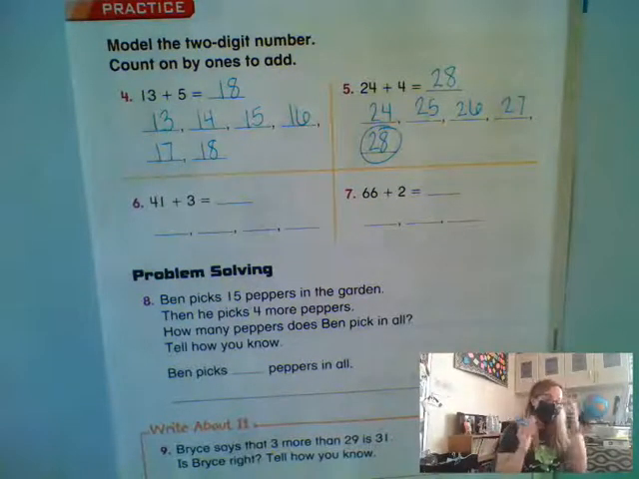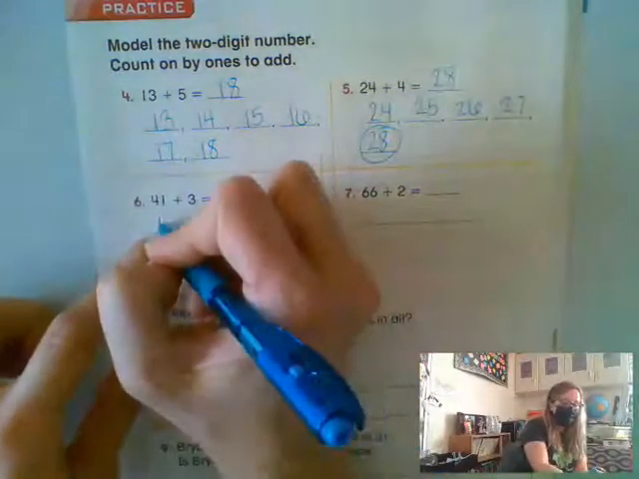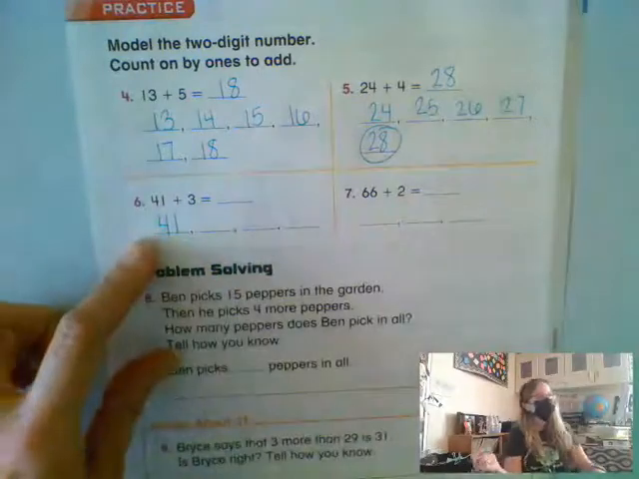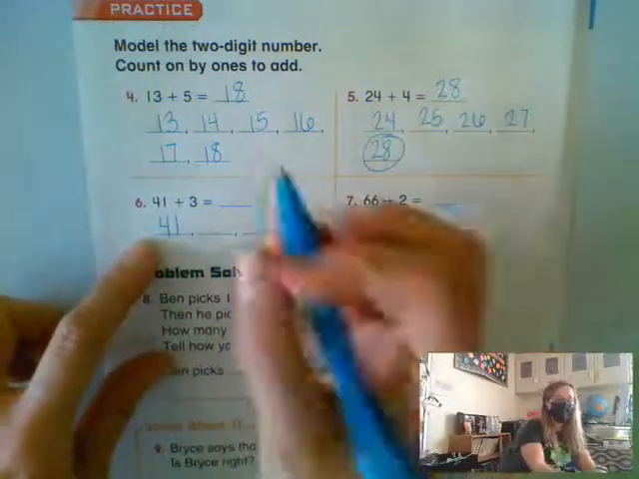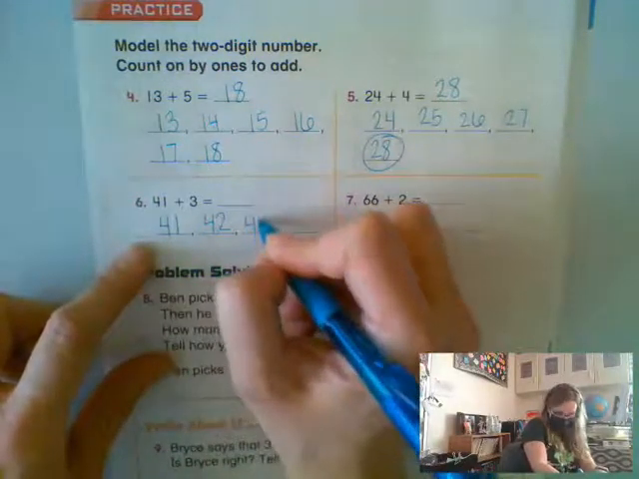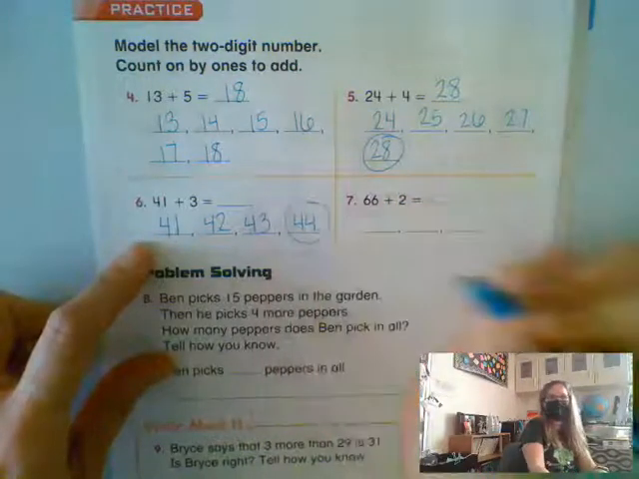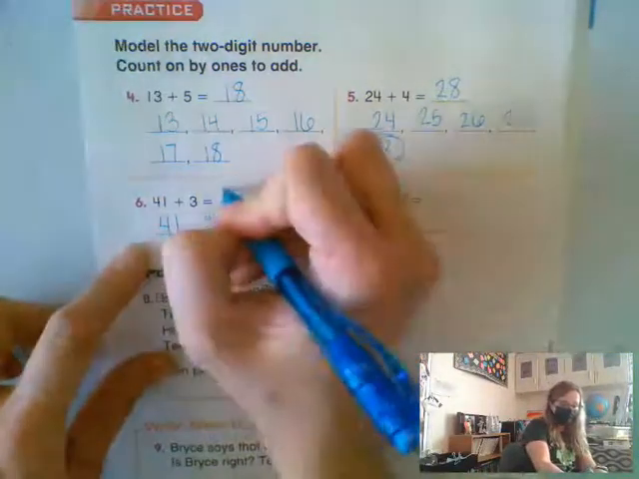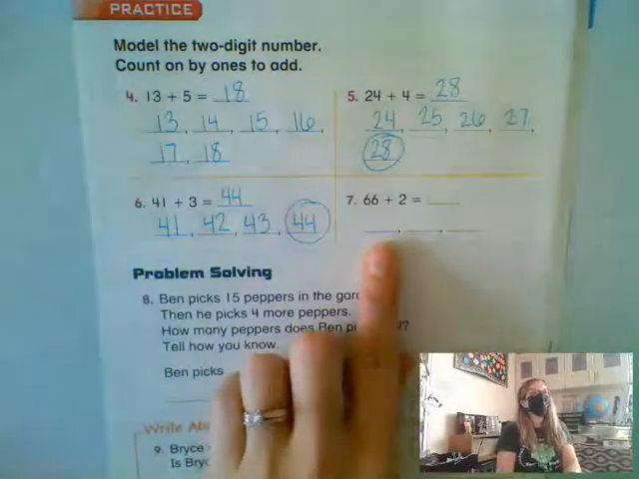So Serafina, let's look at number 6. We have 41 plus 3. So on the first line, everybody write your 41. And now Serafina is going to count us up 1, 2, 3 more. Here we go. 42, 43, 44. You got it. So Serafina, what's our answer? Ding, ding, ding, 44.